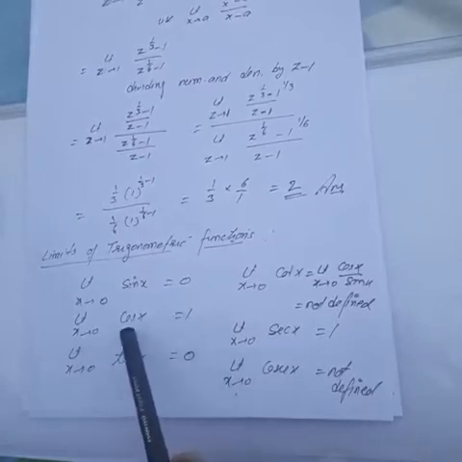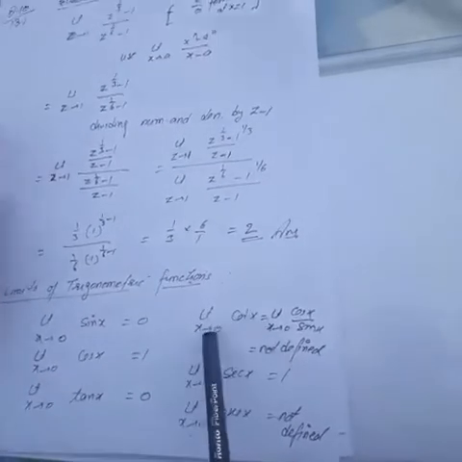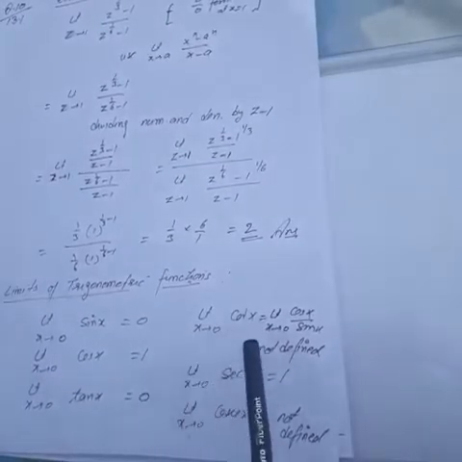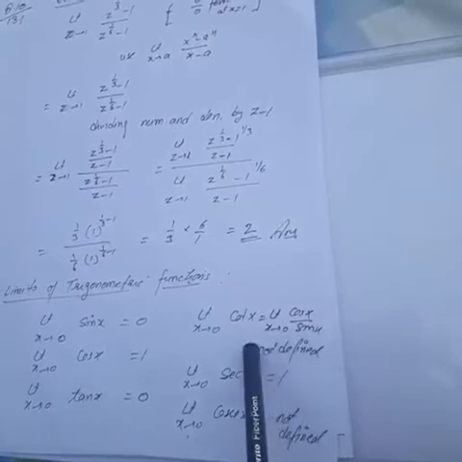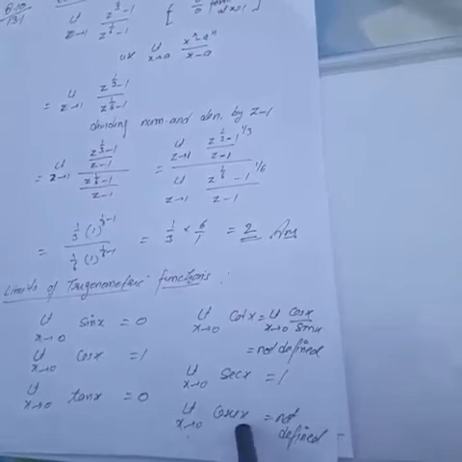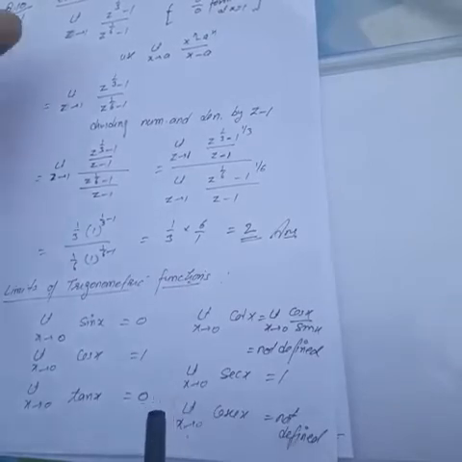Limit x tends to 0 of cos x, it is 1, you can substitute. Similarly, limit x tends to 0 of tangent x, that is 0. Limit x tends to 0 of cotangent x, because at 0 sin x is 0, the denominator is 0, so it is not defined. Similarly, secant x is 1, and limit x tends to 0 of cosecant x is also not defined.